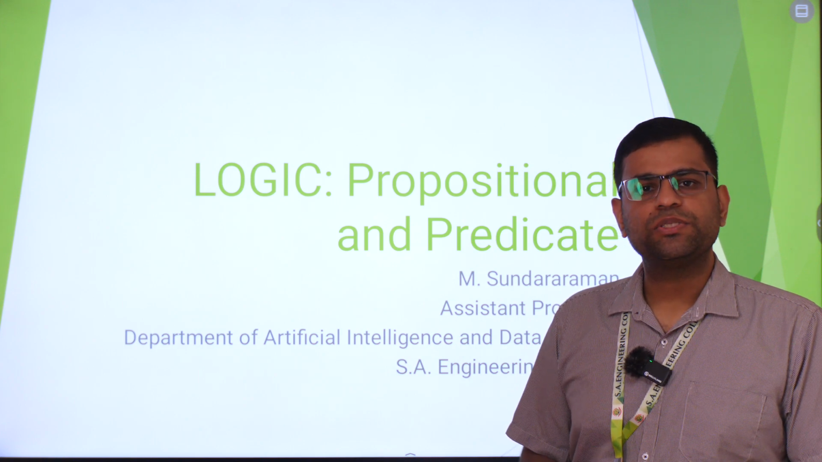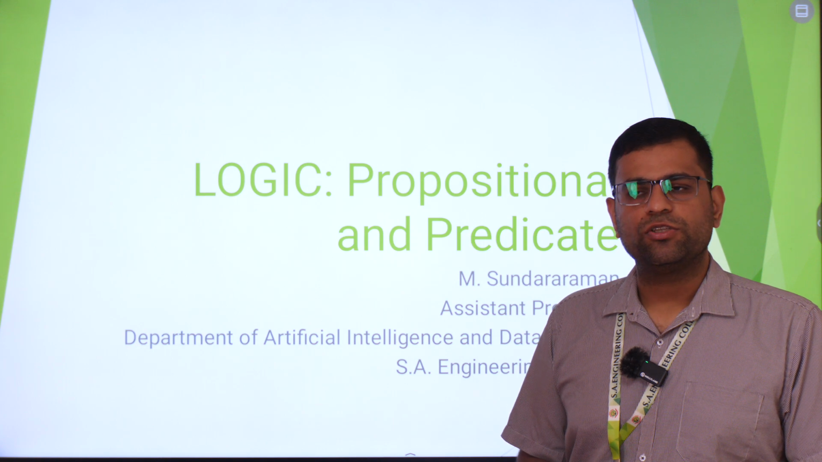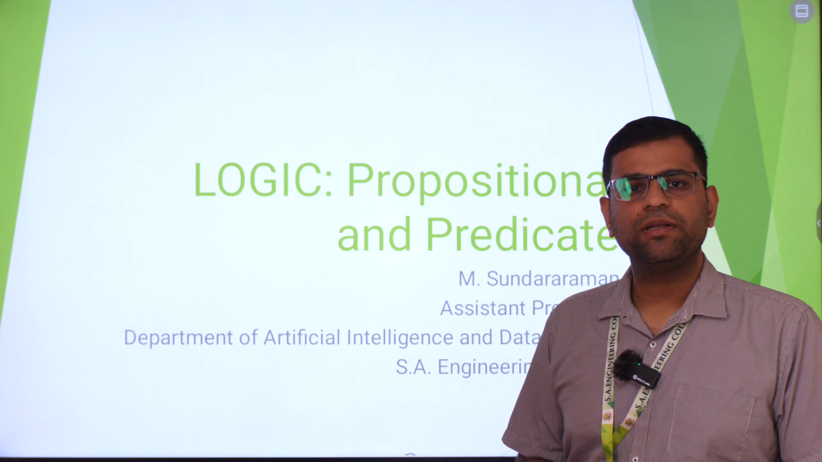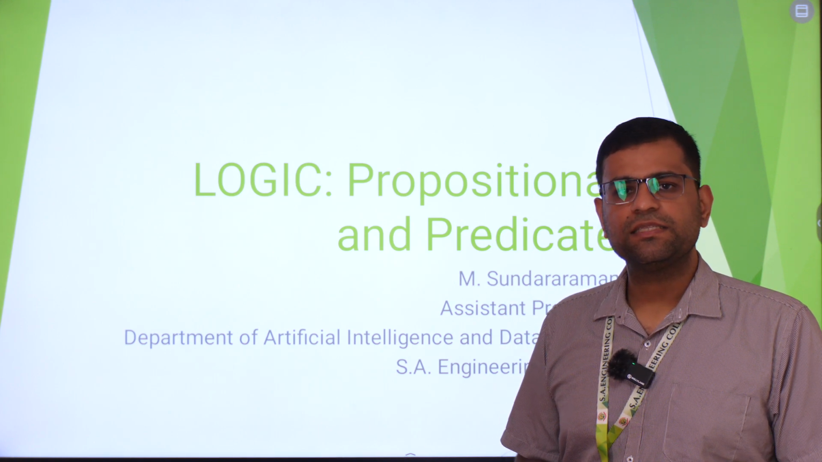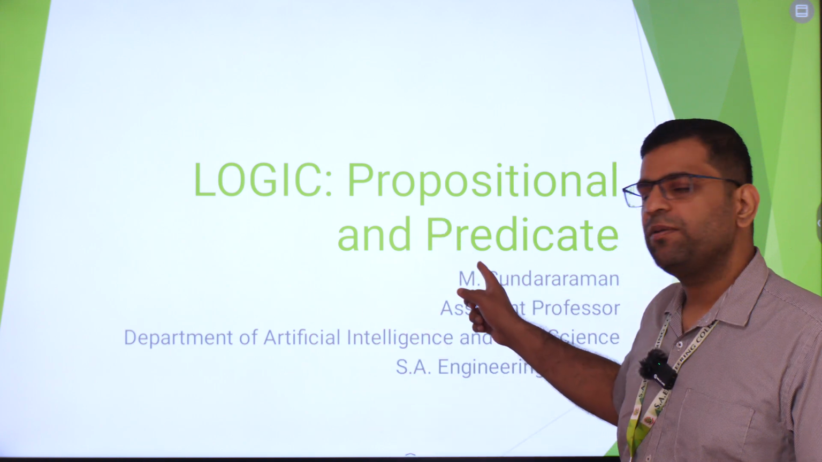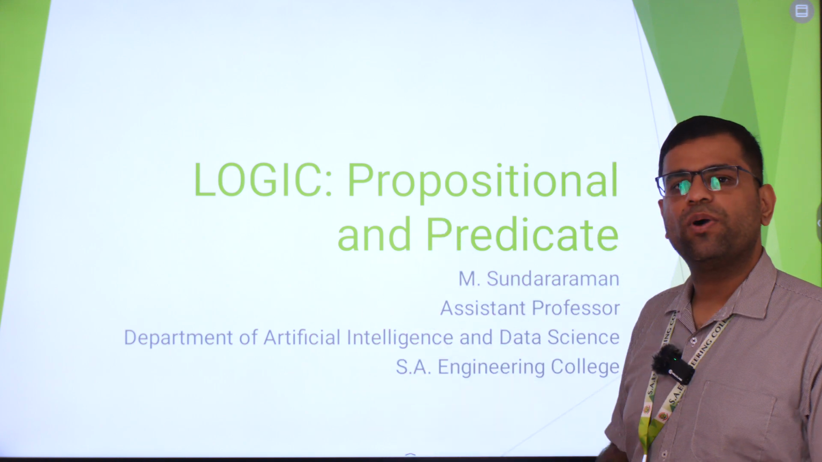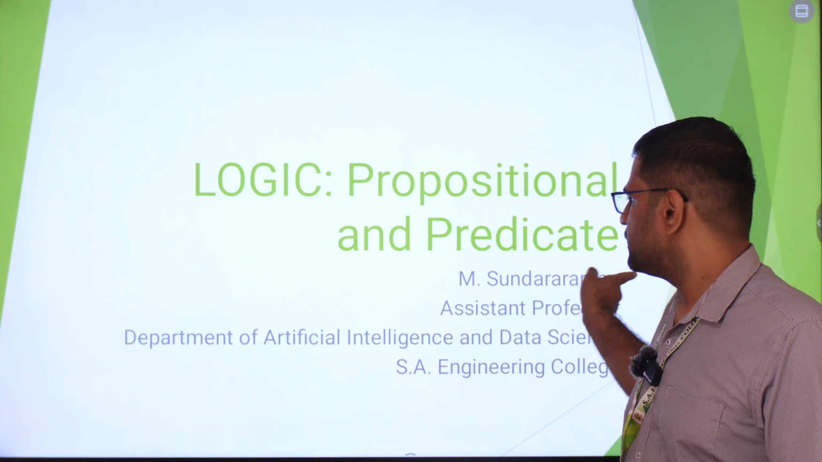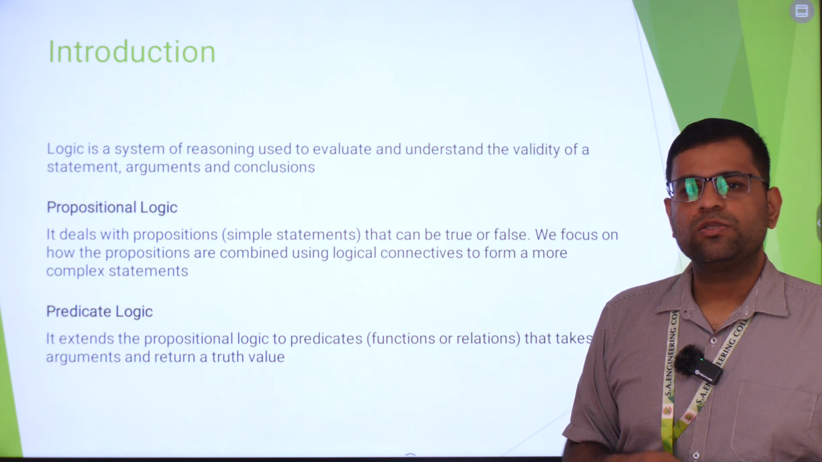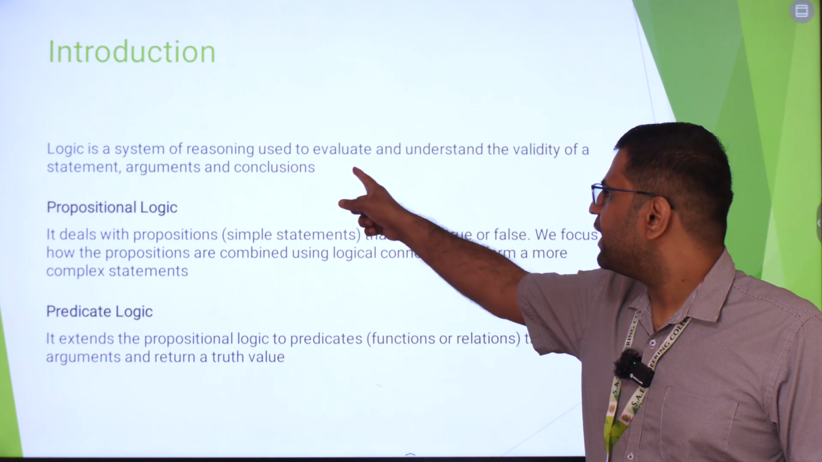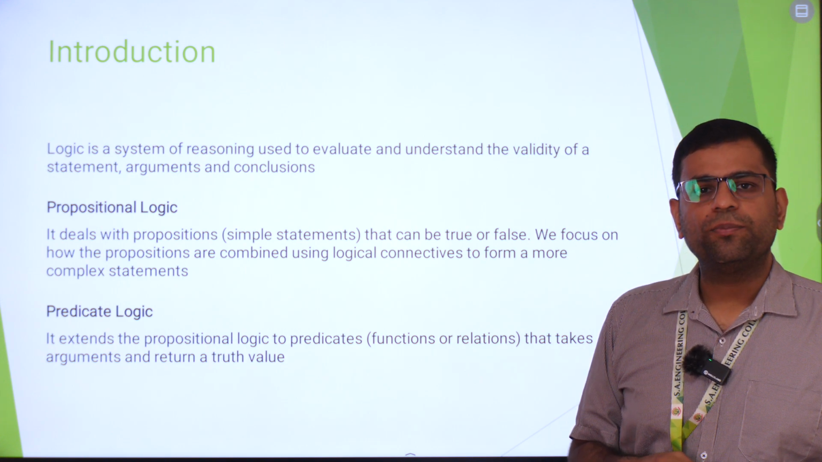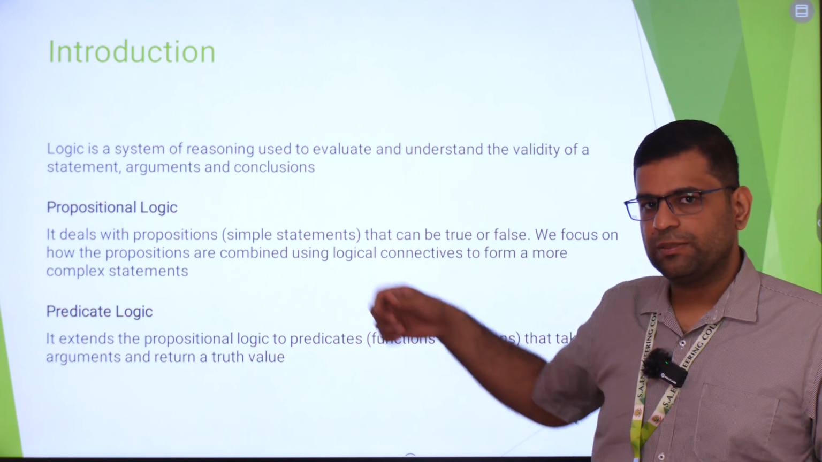And today we are going to see about logic. It is one of the topics in the Artificial Intelligence and Data Science paper, and it comes under Artificial Intelligence. Logic has two parts, mainly propositional and predicate logic. We'll see them one by one. So let's see what logic is first. Logic is basically a system of reasoning. It helps us to evaluate and understand statements, arguments, or any part of conclusions.